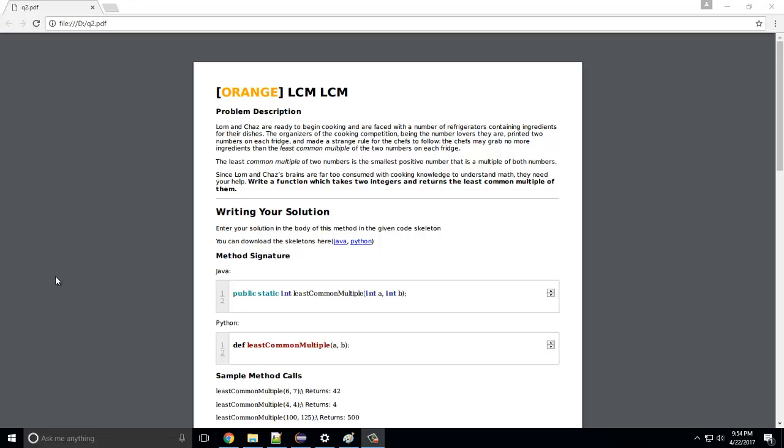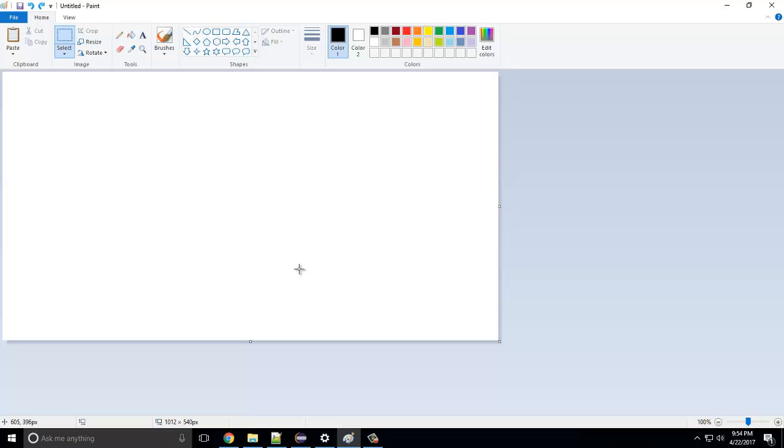For the second problem here, we're going to be calculating the least common multiple of two integers. We're going to be doing it in this skeleton right here. The least common multiple is just the least number that is a multiple of our two numbers. A good way to calculate this is this function right here. We multiply the numbers together and then divide by the greatest common divisor, the number that divides both a and b, our two numbers.